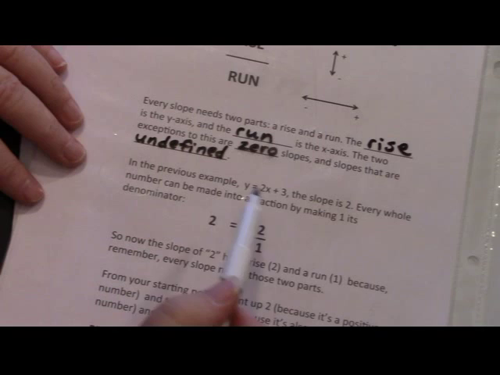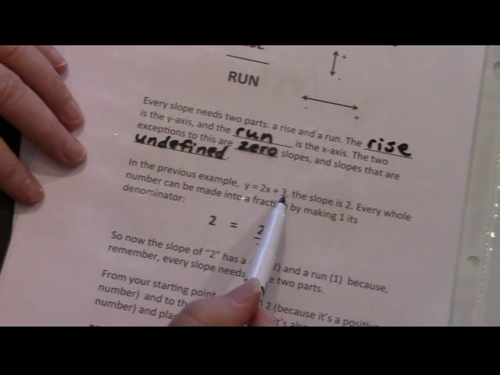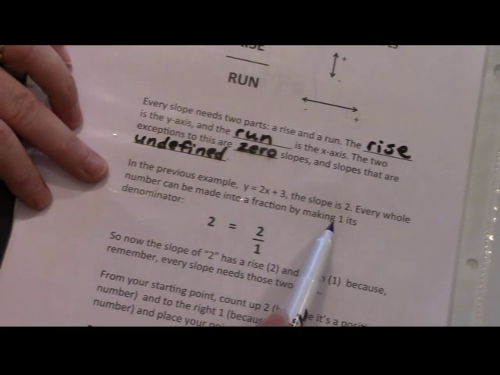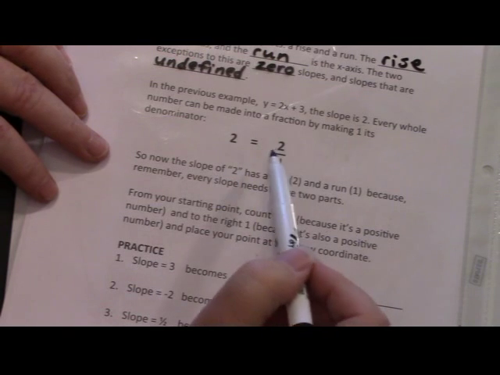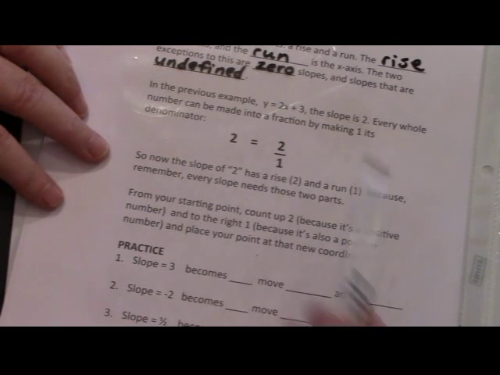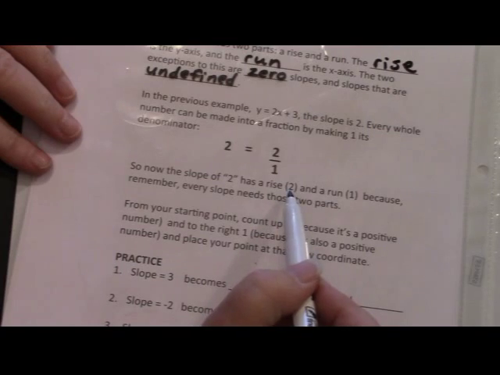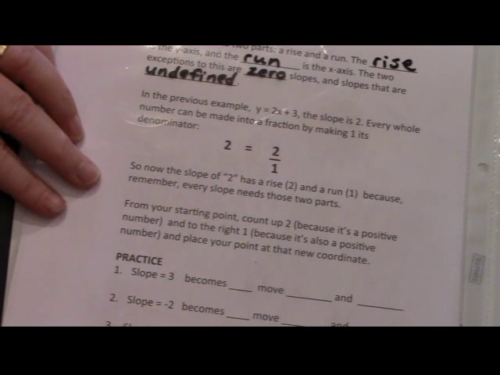So in the previous example, we had our equation y equals 2x plus 3. The slope is 2. Every whole number can be made into a fraction by making 1 its denominator. So this is how I knew how to move when I graphed that example. My 2 is going to become 2 over 1. So now it has a rise, because to be able to plot a slope, we need both elements. We need a rise and a run together. So now our rise is 2 and our run is 1, because remember, every slope needs those two parts.